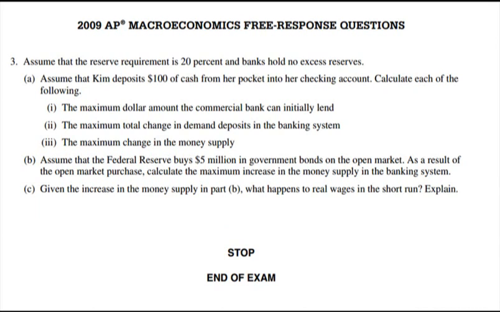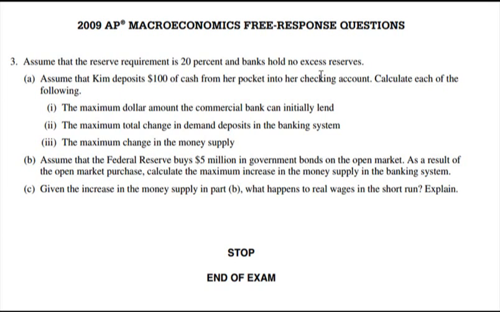It's one of the short FRQs. It says, assume that the reserve requirement is 20% and banks hold no excess reserves. If you're recalling, the reserve requirement is important because it reminds us of something called the money multiplier, which we'll need for this question. It says, assume that Kim deposits $100 of cash from her pocket into the checking account. That's a really important detail because $100 in cash in her pocket is considered the same as $100 in a checking account. They are both considered part of the M1 money supply.